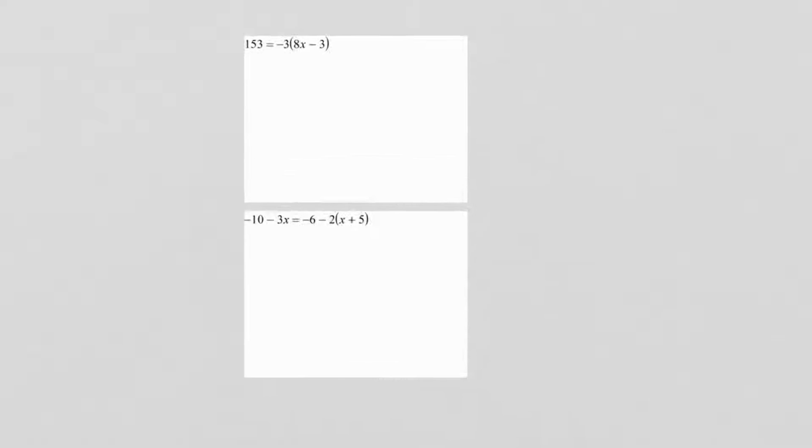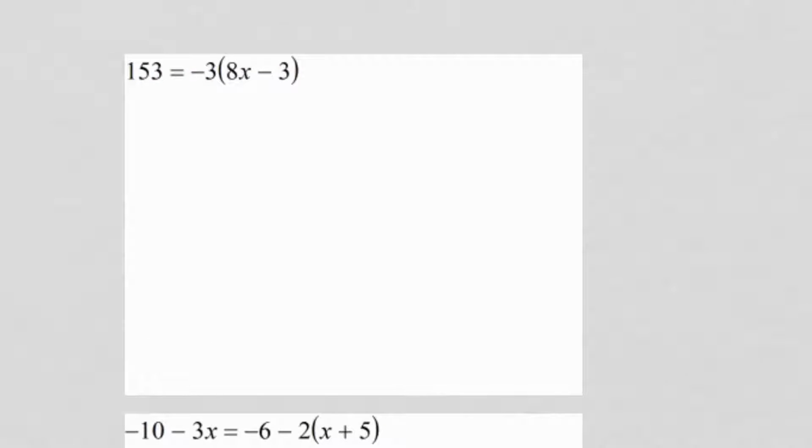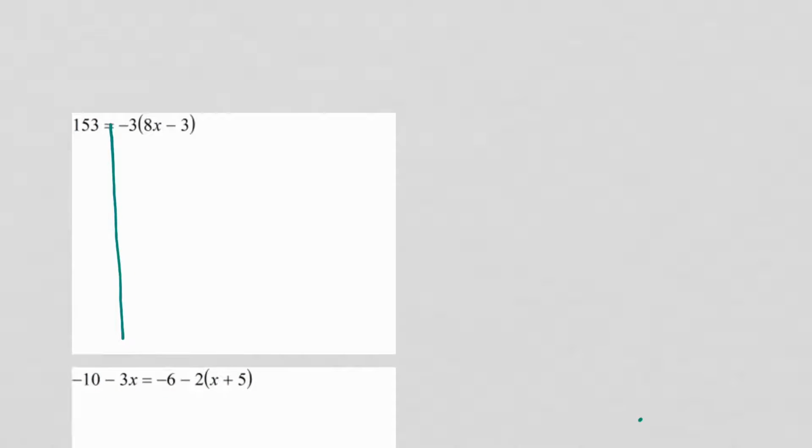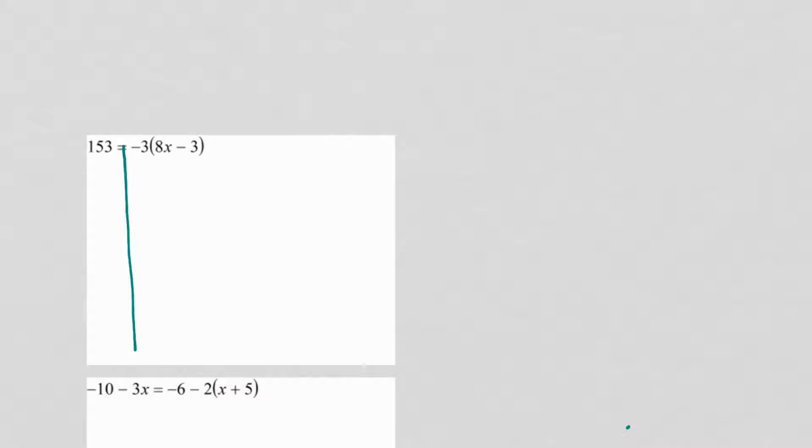We are going to continue our work in solving multi-step equations today. Take a look at number 1. Your first step should always be to draw a line at the equal sign. If you don't know that, perhaps take notes on the side of the paper that say, Step 1, split at equal sign.